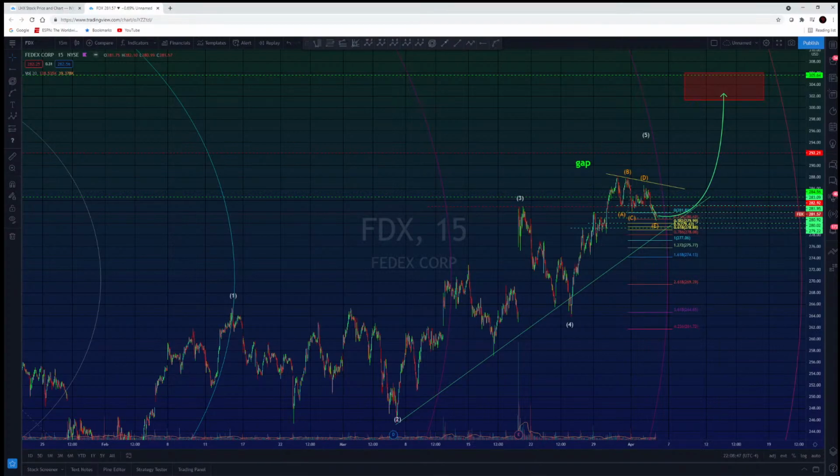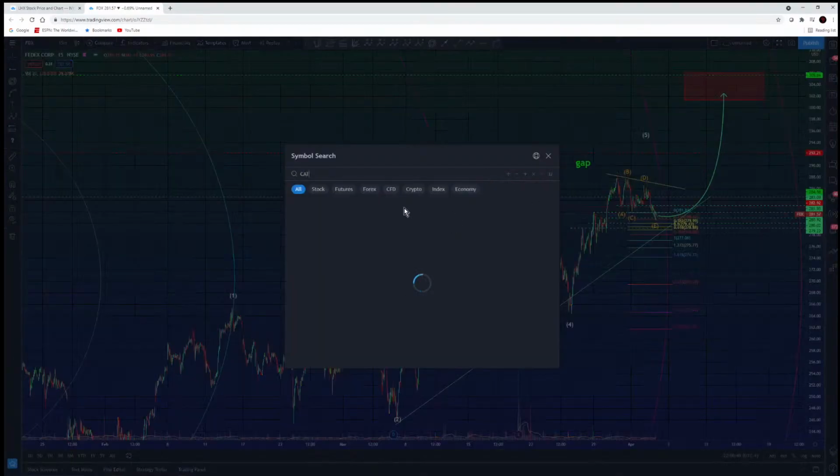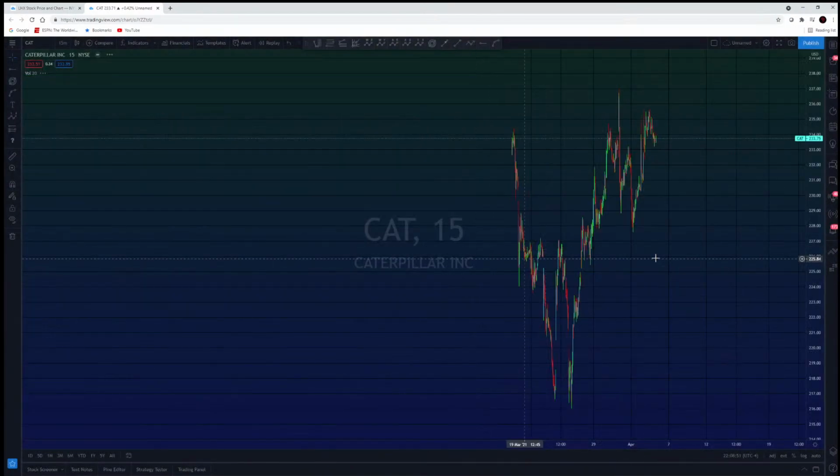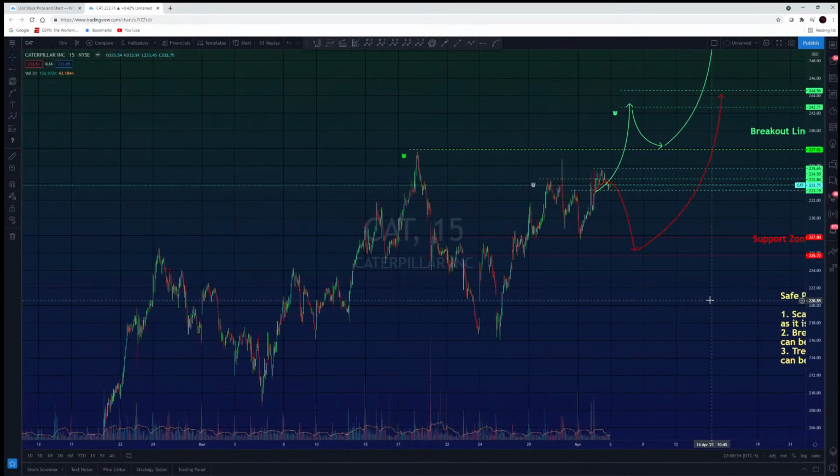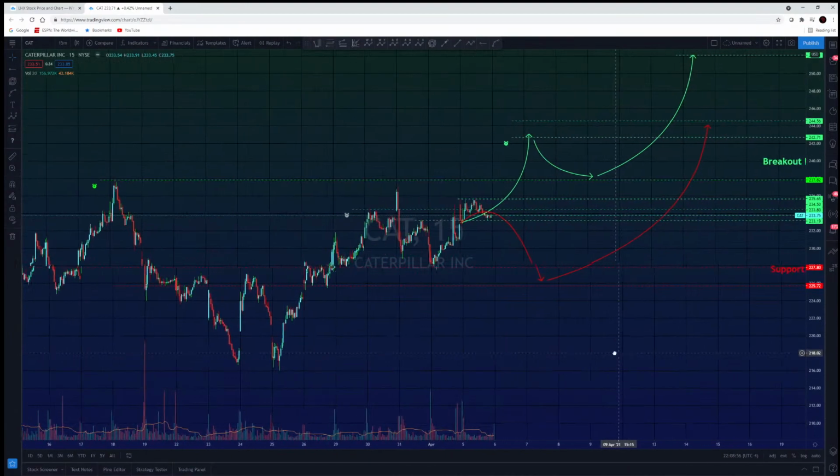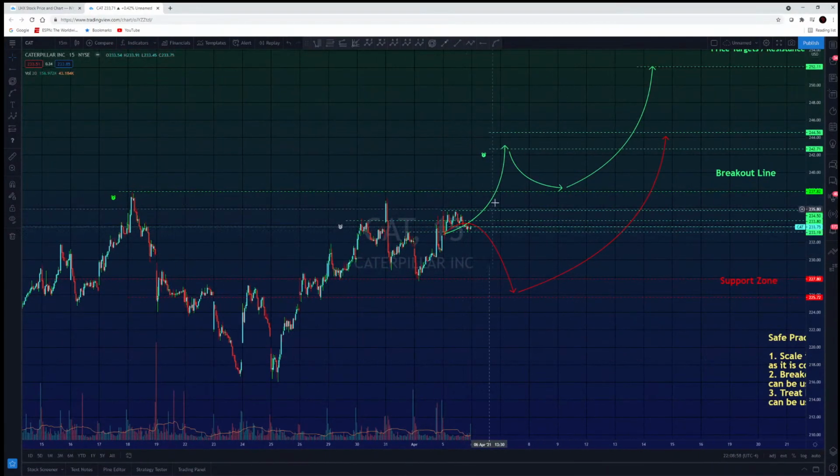Now, what else am I in? Let's go into CAT, because I'm sure some people are worried about Caterpillar. This is actually a newsletter play, so I already have it charted. It's holding the chart pretty good, so it looks like it's following the green path. We want to make sure it bounces tomorrow. As long as it bounces tomorrow, this would be an A, B, C, D, E, and this should be fine.